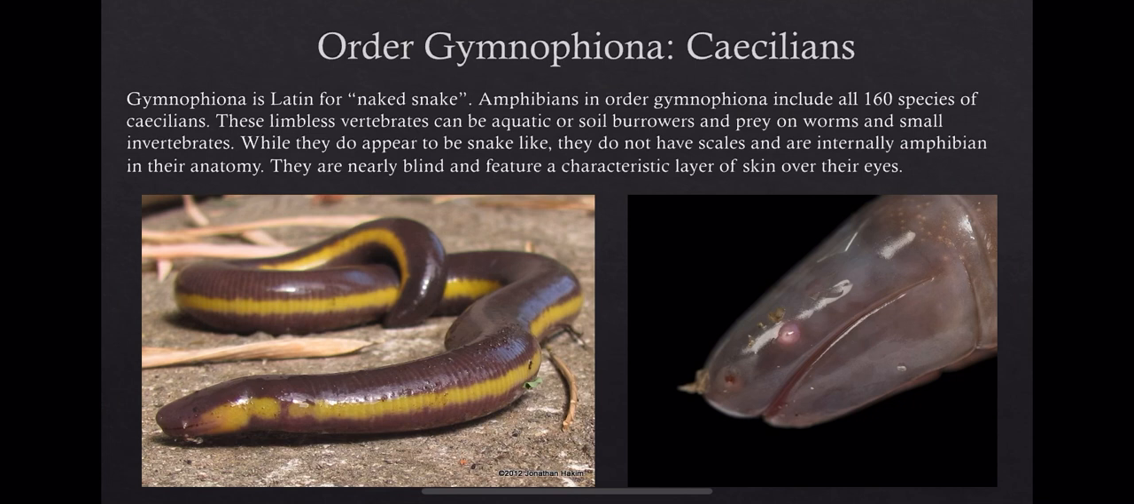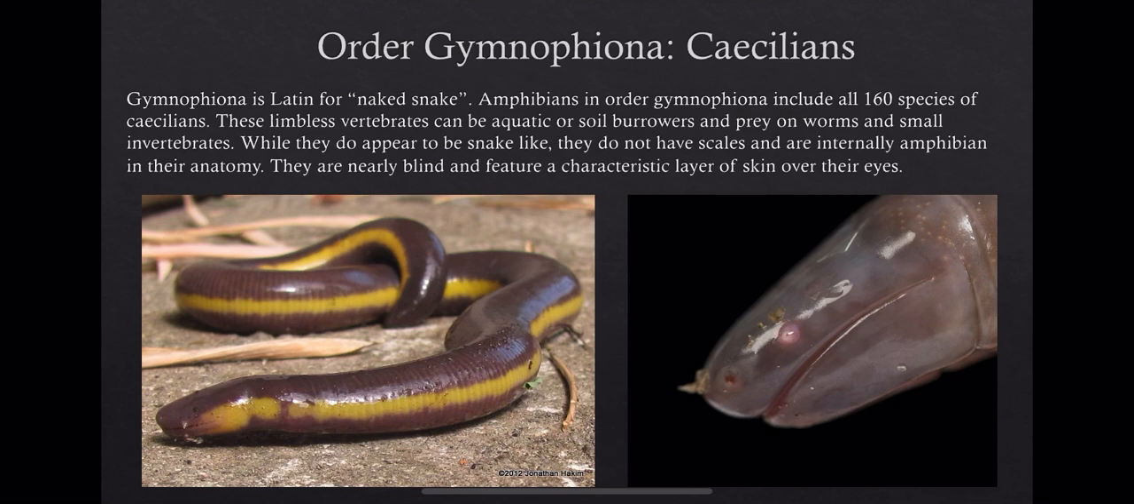And if you're anything like me, this is the one that I was the least familiar with. So your caecilians come from the Latin term for blind or naked snake. And if you're looking at the picture like I am, it's pretty clear why you would call it a naked snake, because it does look very worm or snake-like. It has a long, limbless, segmented body, but it is an amphibian.